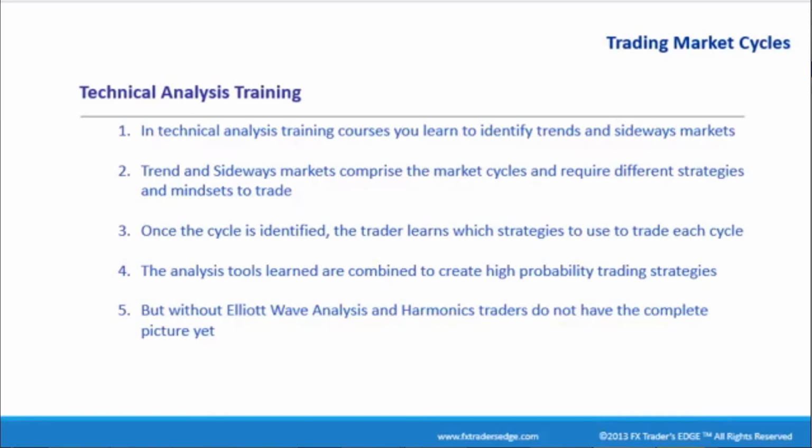You then begin to understand that each cycle requires a different strategy and mindset. Once the cycle is identified, you learn which strategies to use to trade each cycle. For example, moving averages work really well to stay with the trend, and oscillators are great for sideways markets and to find divergence, as in the end of the trend. All of the analysis tools learned are combined to create high probability trading strategies. But without Elliott wave analysis and harmonics, traders do not have the complete picture yet.